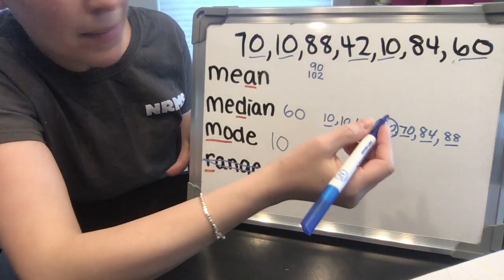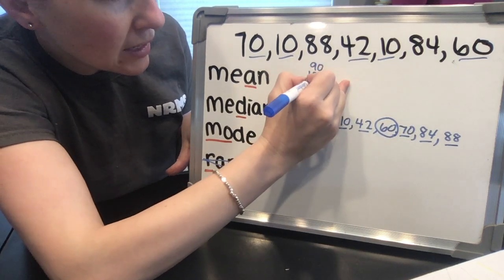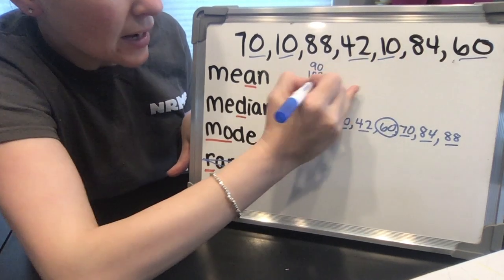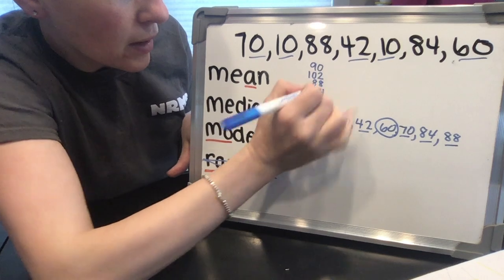Next, I'm just going to keep my 80s on their own. So I'm going to put 88 and 84. I'm going to add these up.